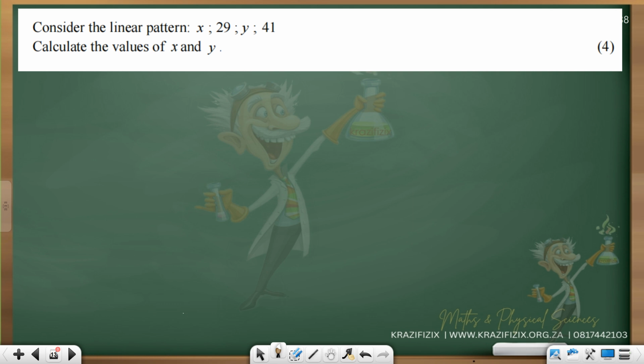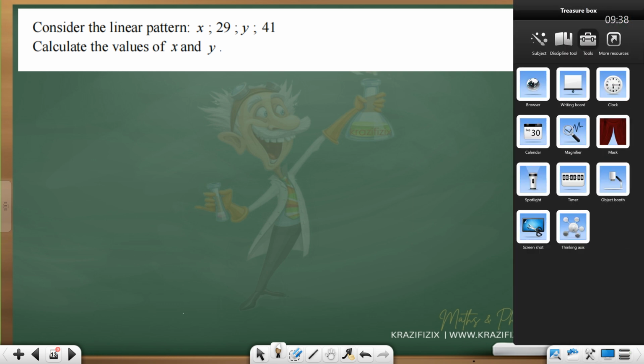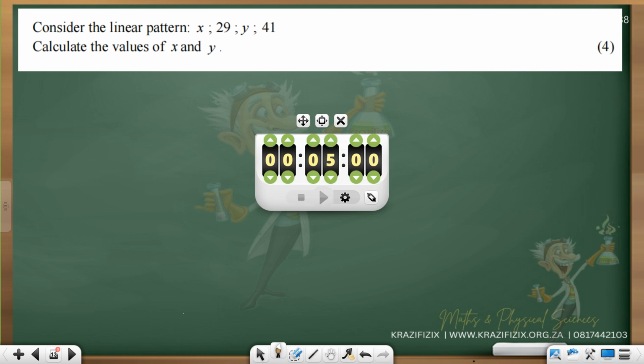Find the value of x and y. All right, you try that. 4 marks, but I'm giving you 5 minutes to think through.